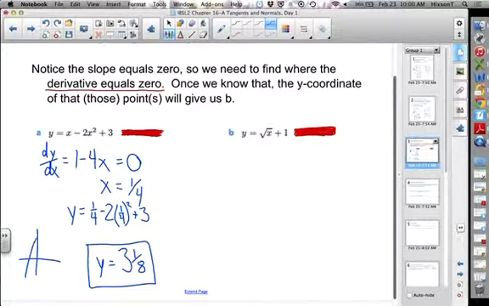So, if we were trying to sketch this parabola, here's 1/4, here's 3, which is our y-intercept. But that would be 1/4, 3 1/8.